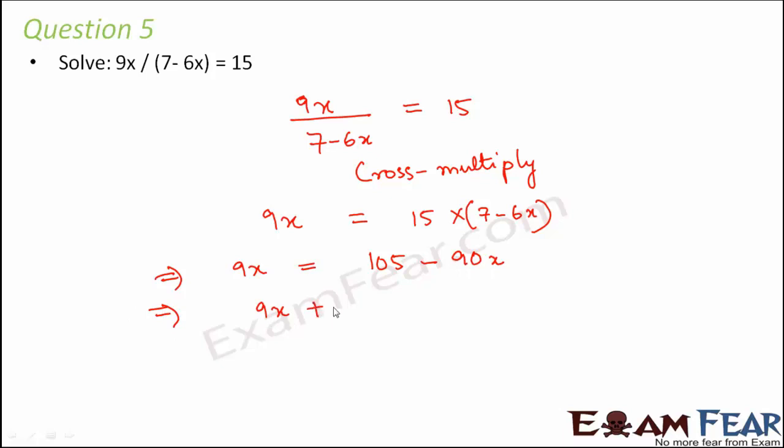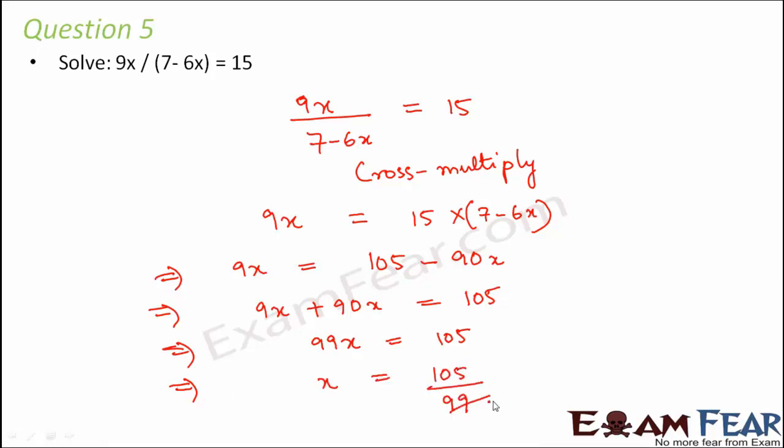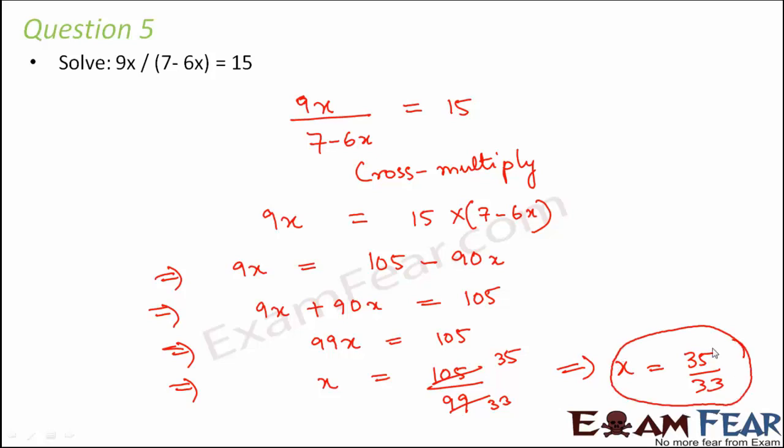So let's bring the variables on one side. So 9x plus 90x is equal to 105, or we can say 99x is equal to 105, or x is equal to 105 divided by 99. So 3 3s are 9, 3 35s are 105. So by 3 we have cancelled both of them. So therefore we get x is equal to 35 by 33. So this would be a solution.